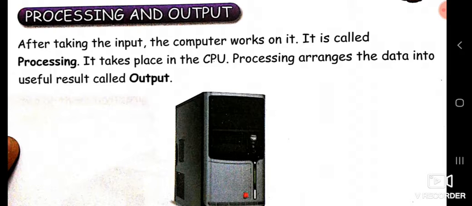Processing arranges the data into a useful result called output. Who arranges the data? Processing. And the result that is obtained at last is called output.